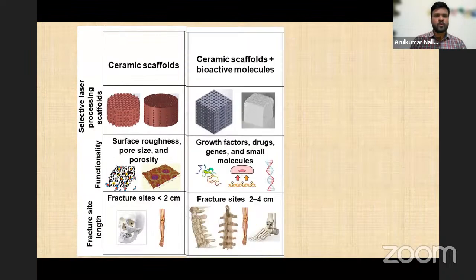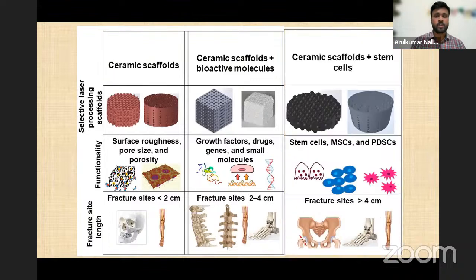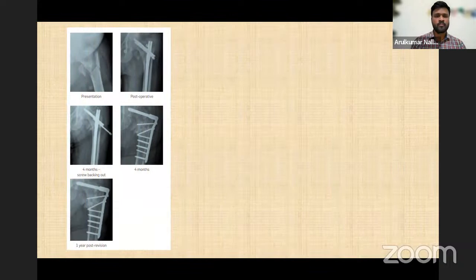So we can use these ceramic scaffolds as they are, or we can add some bioactive molecules such as growth factors. As Manish told, BMP can be added into the ceramic scaffolds, or as the previous speaker Girisar has told, we can add stem cells into the DCM. Like that, we can add stem cells into the ceramic scaffolds. Simply, the ceramic scaffolds will be osteoconductive. Upon addition of the stem cells, it facilitates all the properties: conductive, inductive, and others as well. So these are some of the examples.